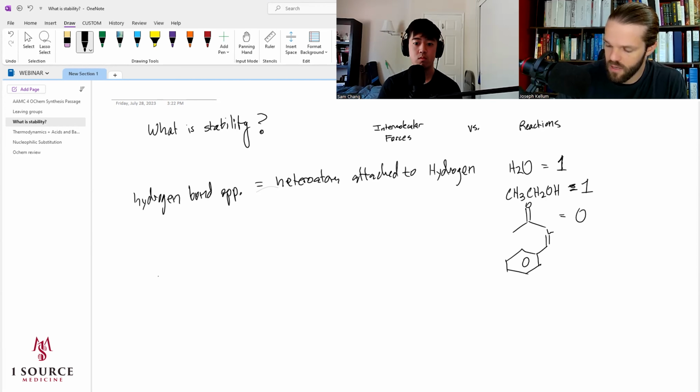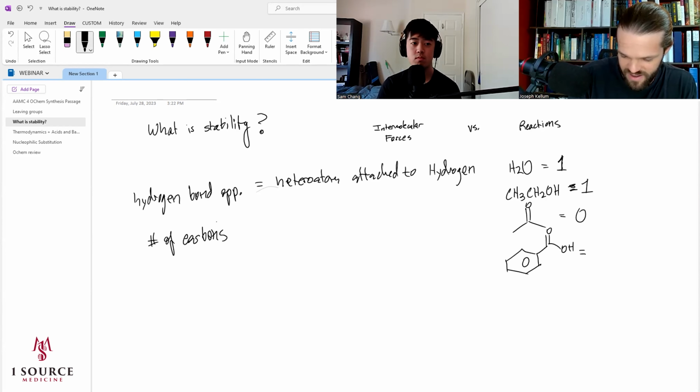benzoic acid, for instance, how many hydrogen bond opportunities are in benzoic acid? I'm just going to ask you guys questions. Does anybody want to tell me how many hydrogen bond opportunities are in benzoic acid? Is it 1? Yeah, thank you. Yeah, one hydrogen bond opportunity in benzoic acid.